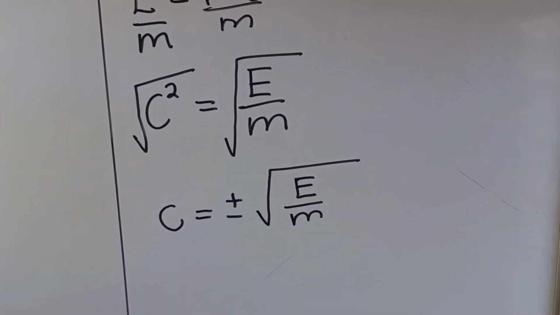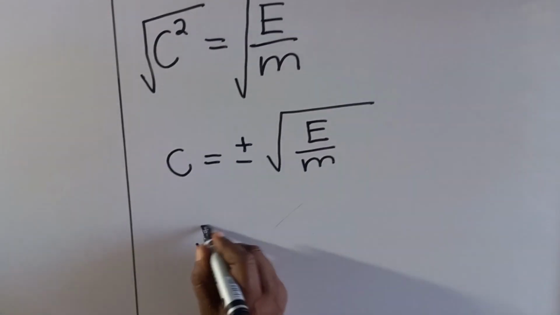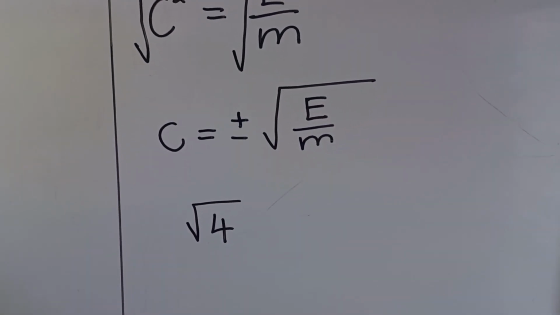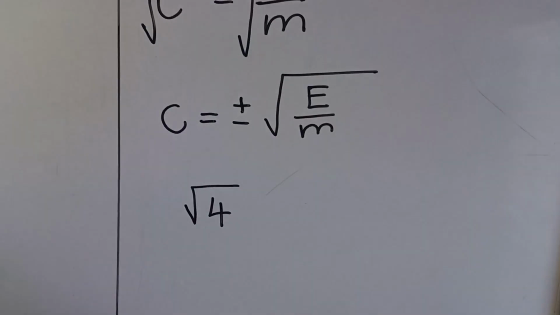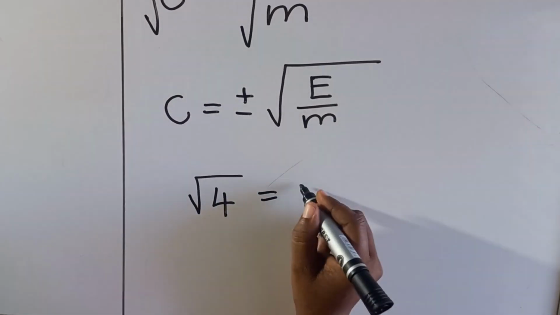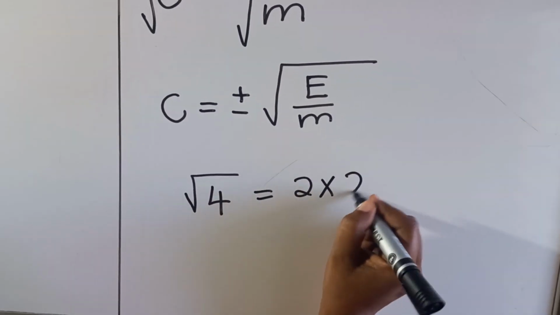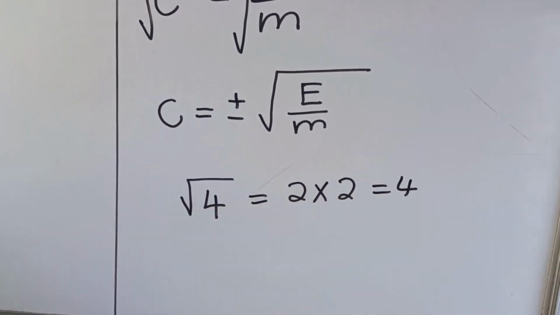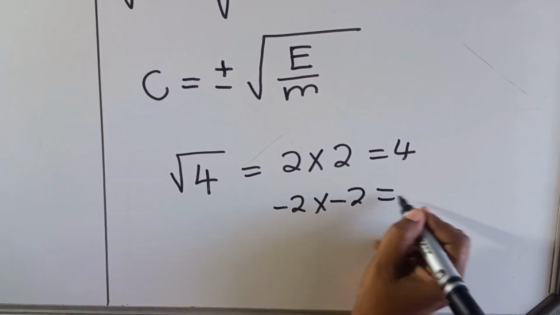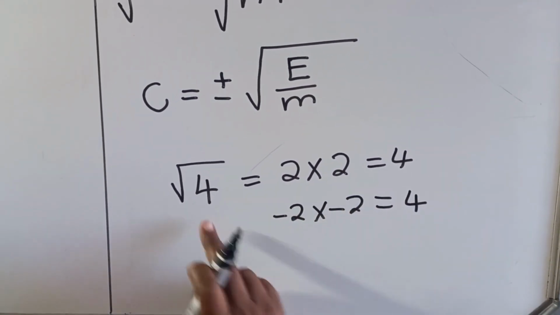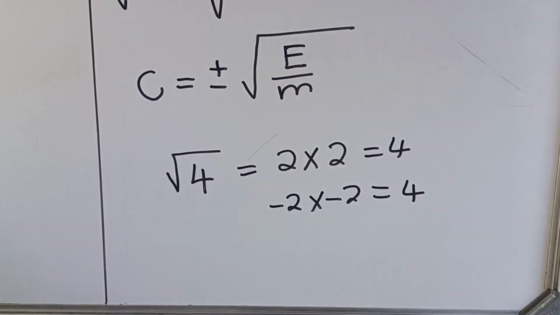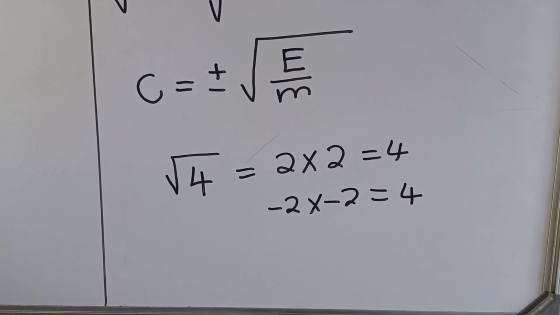Okay, let's say for example, they ask you the square root of 4. What are they asking you? They are asking you which number you multiply by itself to get 4. So the answer is 2, because 2 times 2 gives you 4. But also minus 2 times minus 2 is 4. So the square root of 4, a number that you multiply by itself to get 4, is a positive 2 and a negative 2.